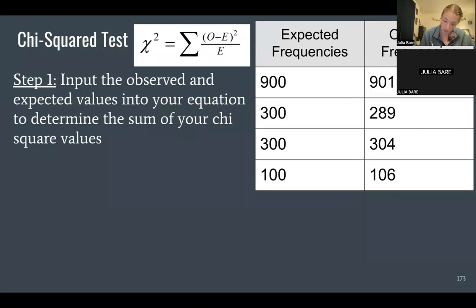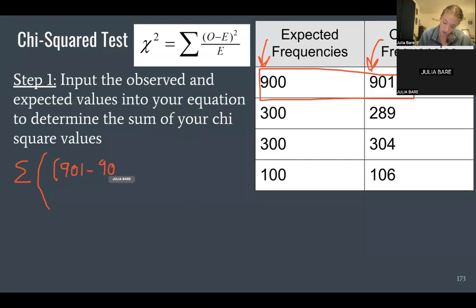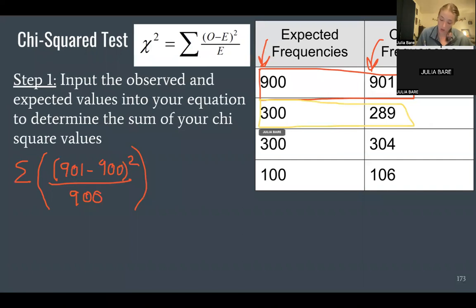So in order to determine the sum, we're going to take these first values, and I'm going to highlight these in red. This is going to be our expected, our E, and this is going to be our observed. So we've got 901 minus 900, squared, over 900. Okay? First one, done, easy. All you've got to do is plug it into a calculator. Don't forget, you do get a calculator for the AP test. Okay, then we're going to add this to the next value.